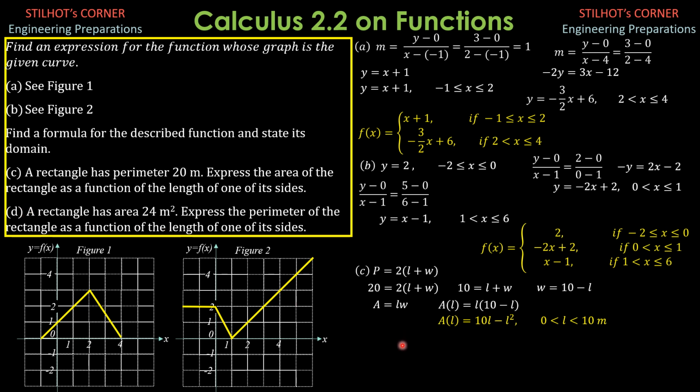For part D, a rectangle has area 24. Express the perimeter of the rectangle as a function of the length of one of its sides. So area is 24, and 24 is L times W. So that means W is 24 over L. Let's again express perimeter in terms of L. Perimeter is 2 times quantity L plus W, or 2L plus 2W, replacing W by 24 over L: perimeter is 2L plus 2 times 24 over L. Combining over a common denominator, perimeter as a function of L is 2L squared plus 48, all over L.